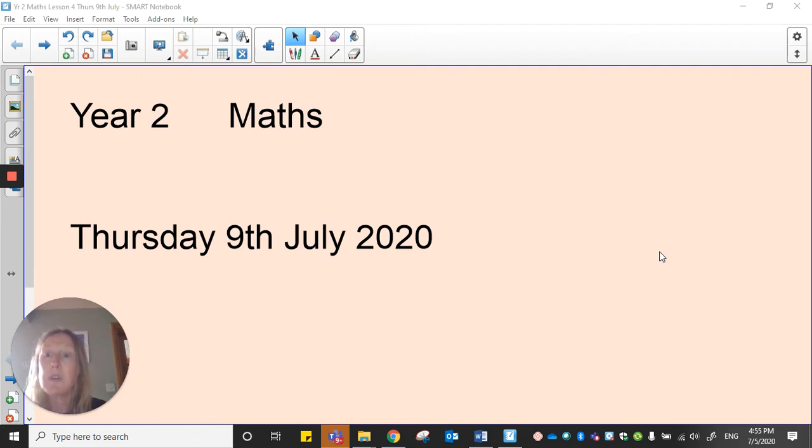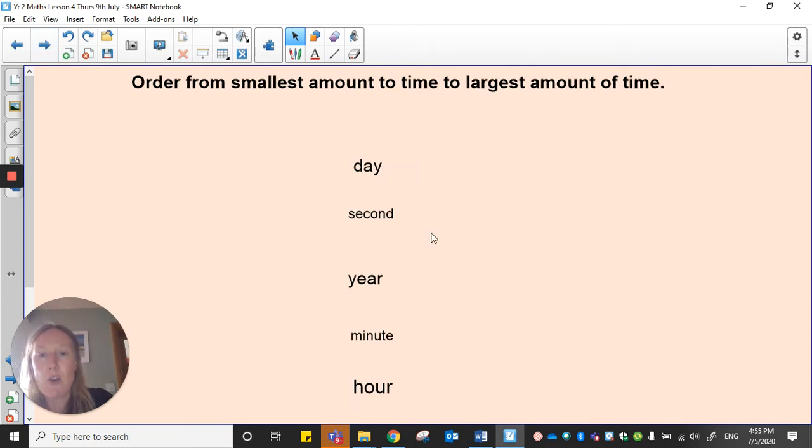So in time, we use units of measurement as well. We have the smallest units of measurement up to the biggest units of measurement, actually up to decades and millenniums, and you can maybe find out what they mean if you don't know. But I have got here 5 units of measurement of time that you will know. So what I'd like you to do is order them from the smallest unit of time to the largest unit of time, the one that is the smallest amount of time to the one that means the most amount of time. Pause the video now and write them down in order from the smallest unit to the largest unit of time. Off you go.